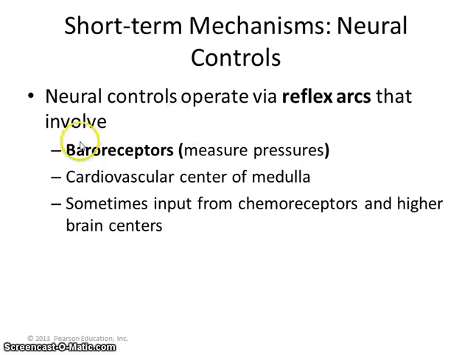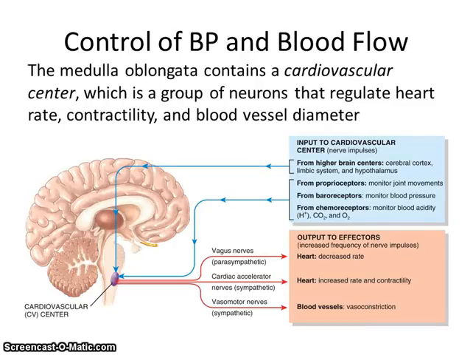So most often to do this, we'll use baroreceptors. A barometer is something that we use to measure pressure. Baroreceptors measure pressure in our body. And it can also come from chemoreceptors, chemical receptors, looking at the amount of different chemicals in our blood. And also our higher brain centers can sometimes override. If you remember back to the nervous system chapter, the brainstem has a lot of unconscious, involuntary, lower level functions, including the cardiovascular center that helps regulate heart rate, heart contraction, and blood vessel diameter.